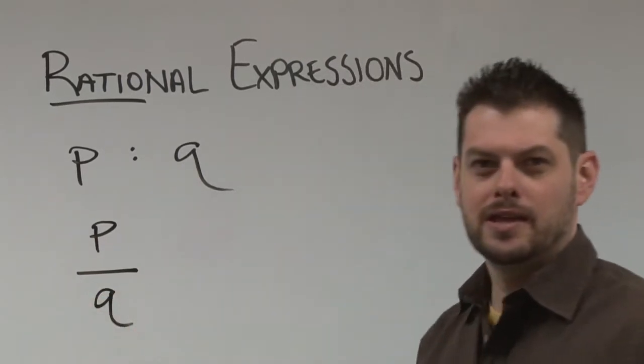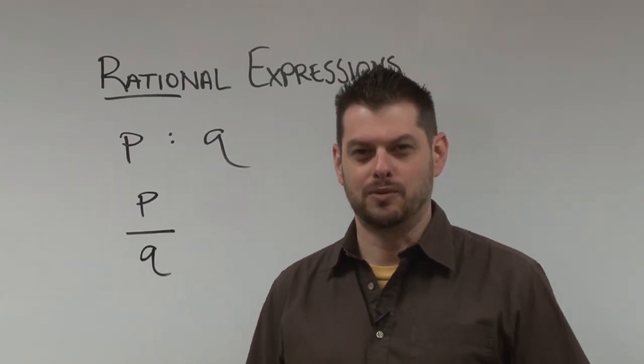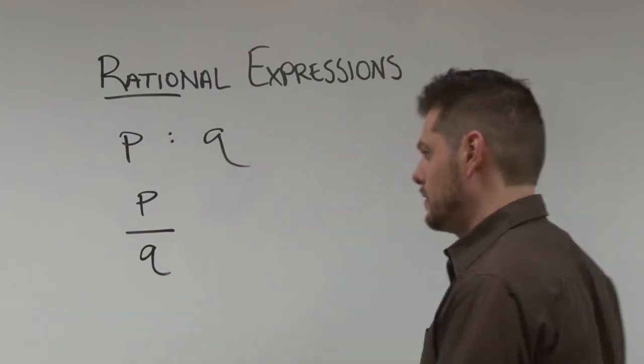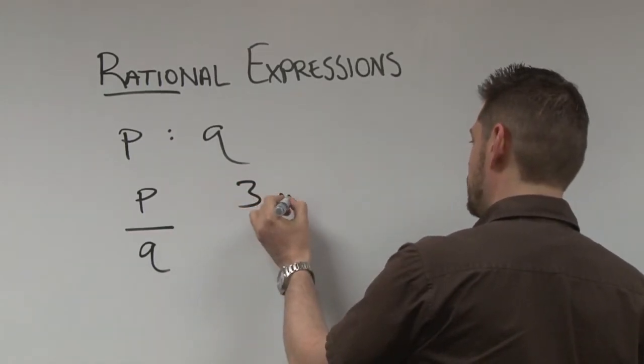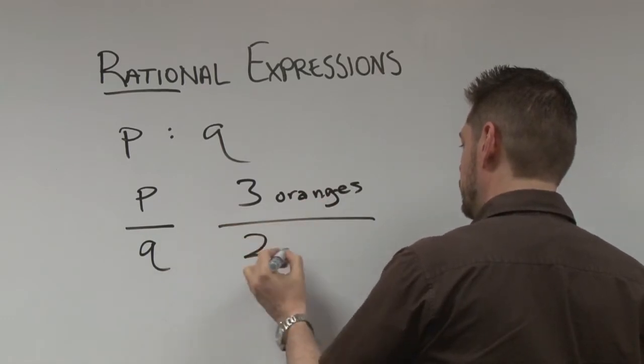For example, if I have 3 apples and I have 2 oranges, the ratio of apples to oranges is 3 to 2.